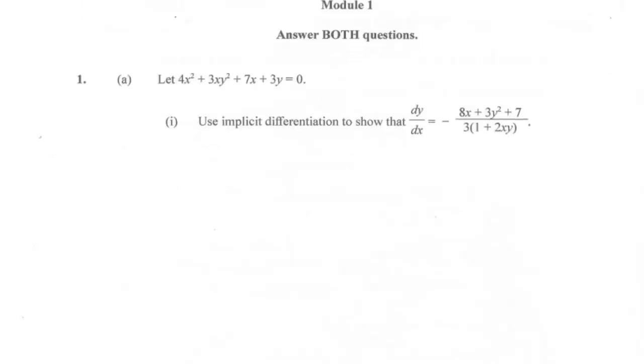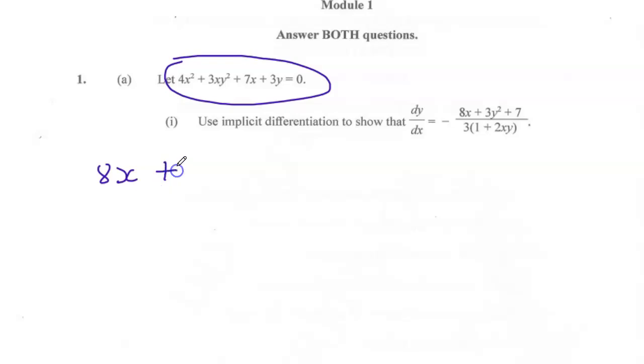Let 4x squared plus 3xy squared plus 7x plus 3y equal 0. Use implicit differentiation to show that dy by dx is equal to the expression given. So let's differentiate. Differentiating 4x squared, we end up with 8x.